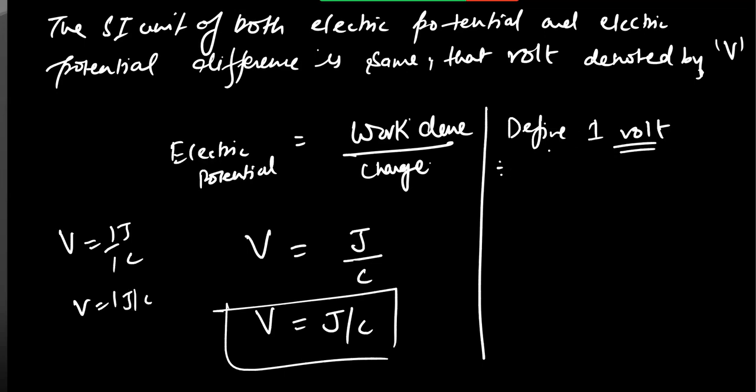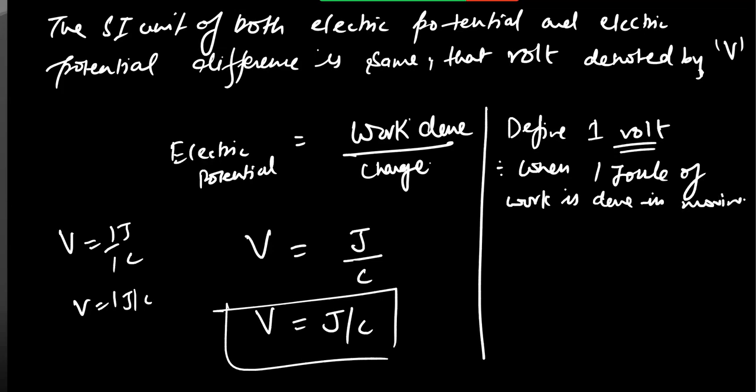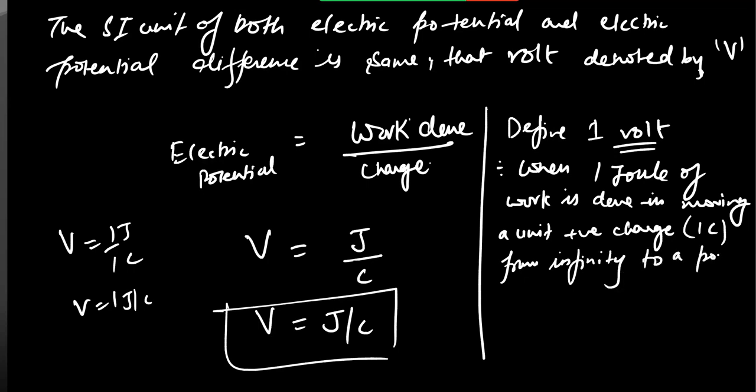So the definition of 1 volt is: when 1 joule of work is done in moving a unit positive charge, meaning 1 coulomb charge, from infinity to a point, it is said to have an electric potential of 1 volt.